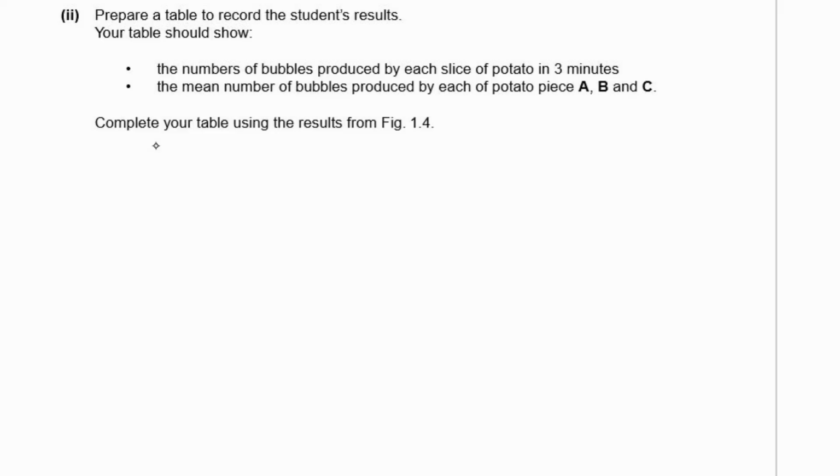All right, so whenever you do a table, the left-hand column should always be the independent variable. That's the thing you change. So this can be the potato. All right. The next columns are the things you're measuring. So first of all, you're measuring the number of bubbles in 3 minutes. And the final column is the mean number of bubbles in 3 minutes.